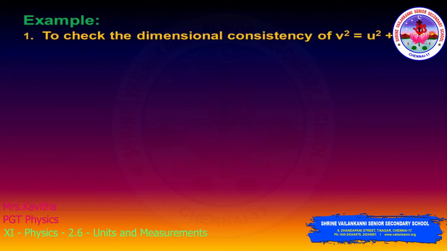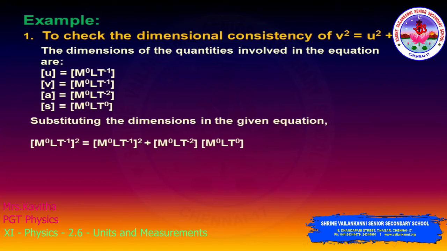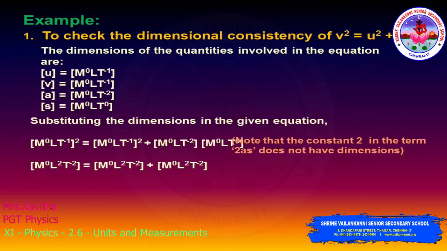Some more examples. To check the dimensional consistency of v square equals u square plus 2as. u, the initial velocity, has dimensions M^0 L T^-1. v, the final velocity, is also M^0 L T^-1. a, the acceleration, is M^0 L T^-2, and for s, it is M^0 L T^0. Substituting these dimensions in the equation, v square is M^0 L T^-1 whole square, which equals u square, M^0 L T^-1 whole square, plus 2as, M^0 L T^-2 times M^0 L T^0.